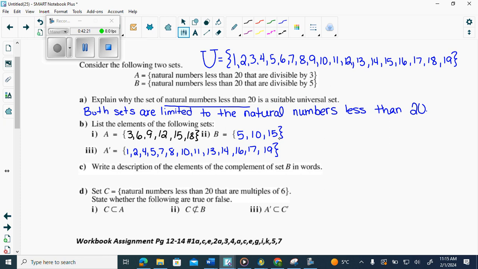For C, it says, write the description of the elements of the complement of set B in words. So if B is the natural numbers less than 20 that are divisible by 5, the complement of B would be what? Instead of divisible, the natural numbers less than 20 that are divisible by 5, we're going to say that are not divisible by 5.